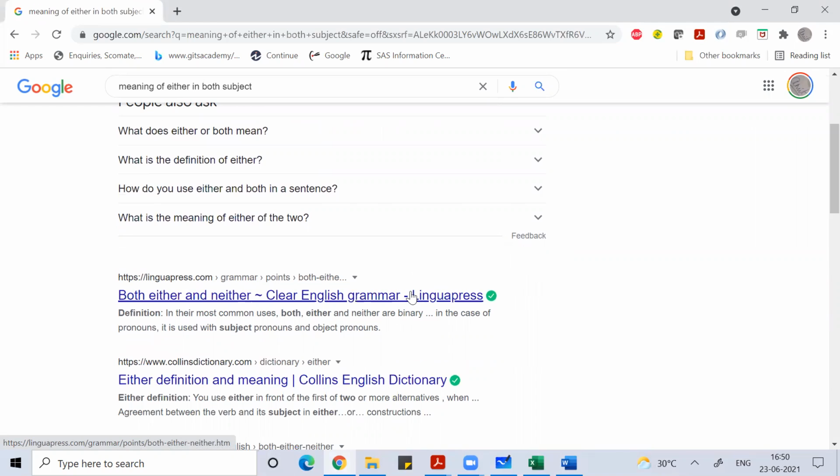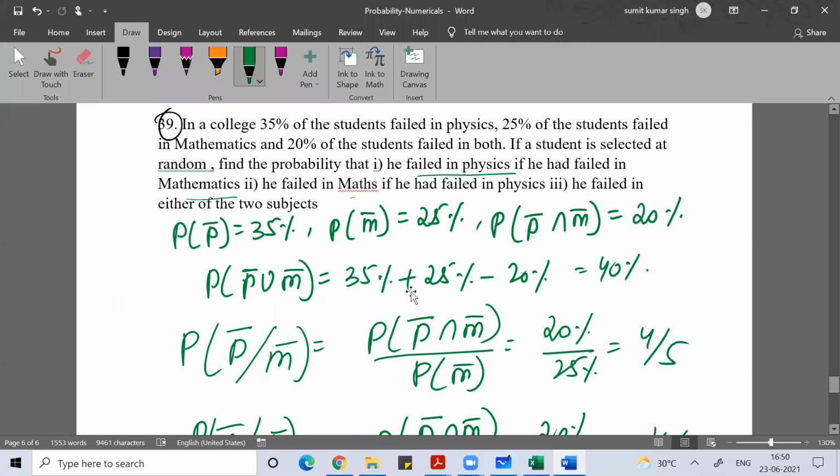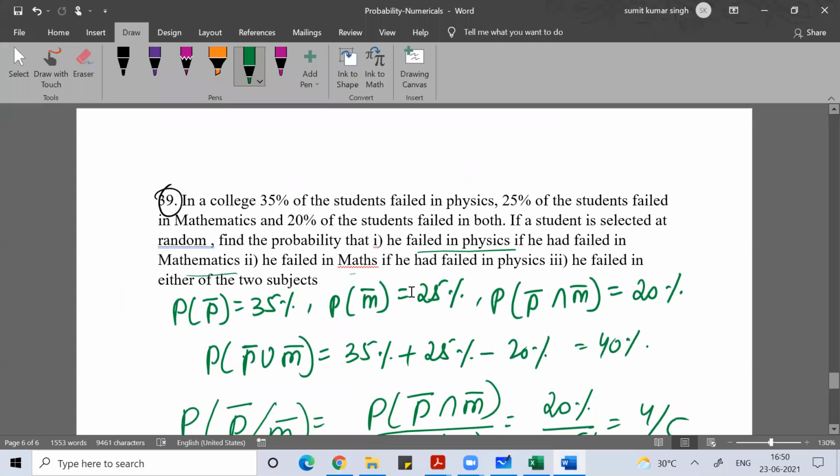So neither means, and either would be the remaining part, right? Neither in both the subjects, that he failed in neither of both the subjects. So he failed in neither of both the subjects means he passed in both the subjects, right? So the intersection of this, that he failed in neither of both the subjects, means he passed in both the subjects.